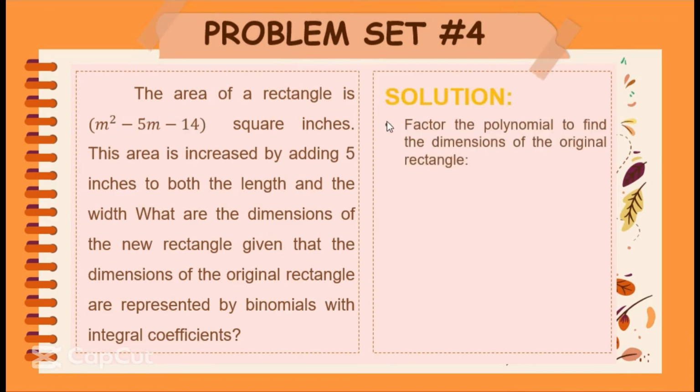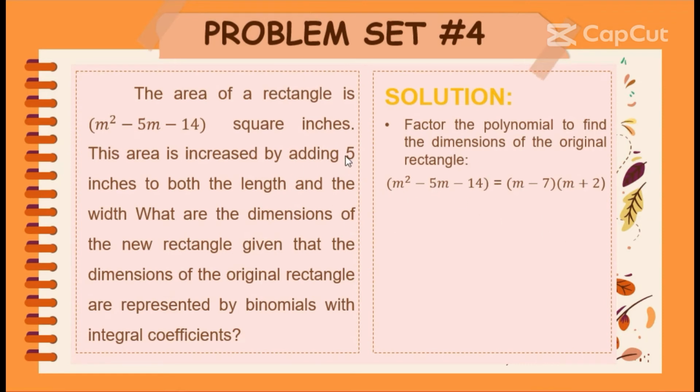Okay? To know the dimensions of the original rectangle, we have to get the factors of the polynomial m squared minus 5m minus 14, or the length and the width. So, we have m minus 7 and m plus 2. Pag pinag-multiply mo to, ang sagot ay ito.